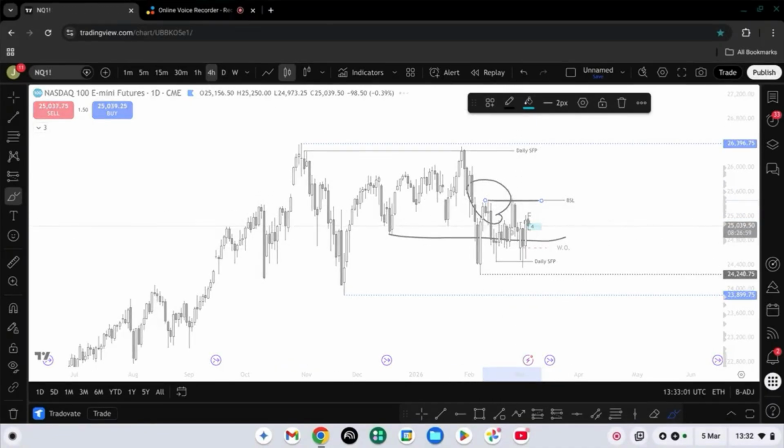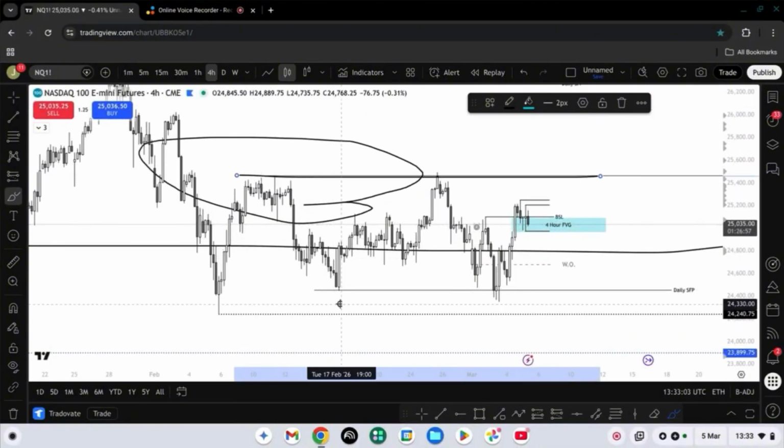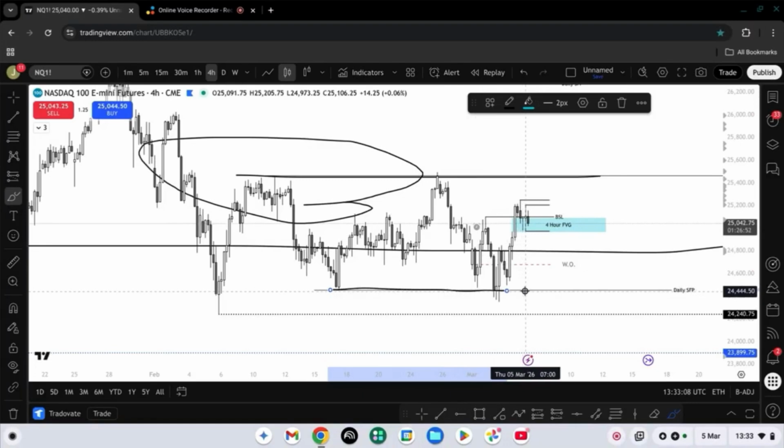And then you can scale into the 4 hour and look at what have we got here. We had another breaker structure. And then again, you're looking for liquidity. We had this liquidity over here. Yesterday, price soared up, grabbed it, and now you can expect lower prices.